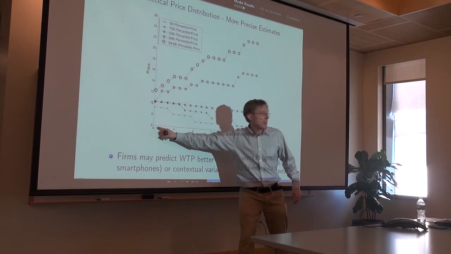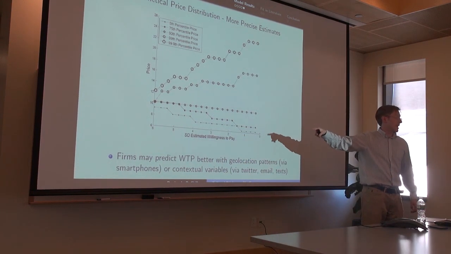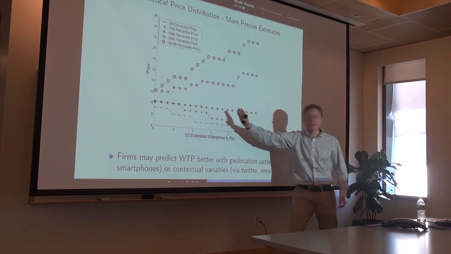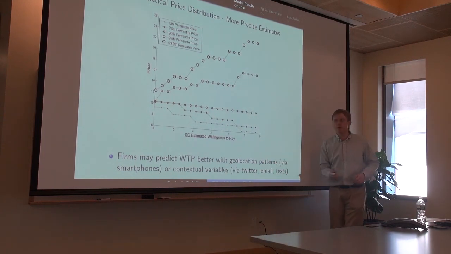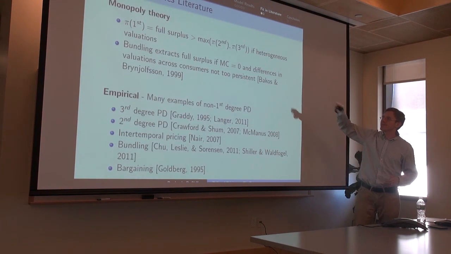This point here is about what the standard deviation of the estimate is in the data that I'm using, and you can see that the prices will diverge very rapidly as we're able to predict better and better. Okay, so I just wanted to quickly talk about the literature.